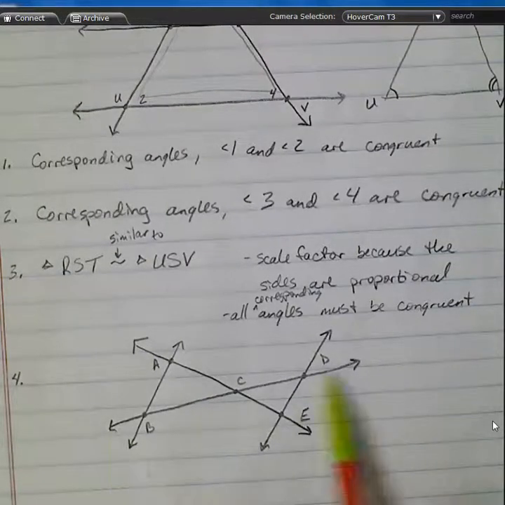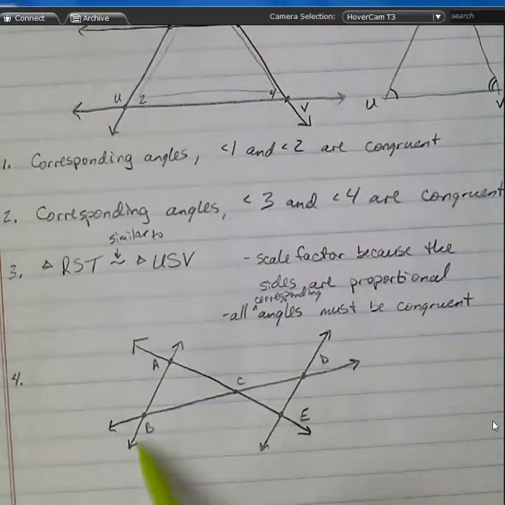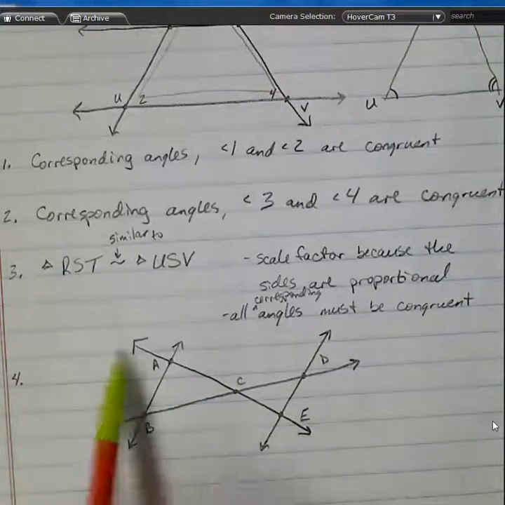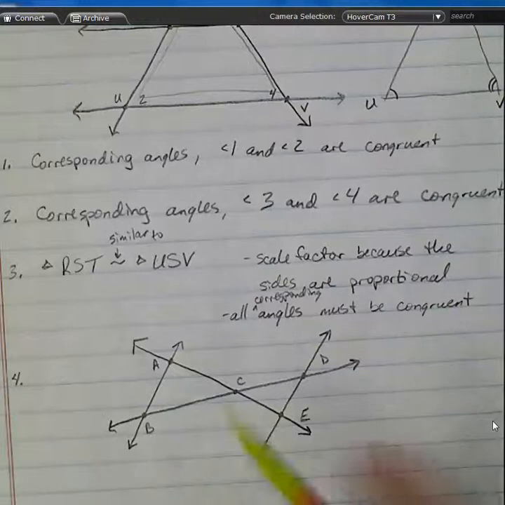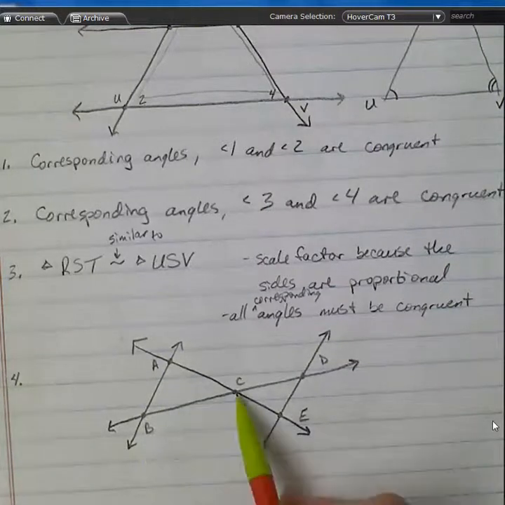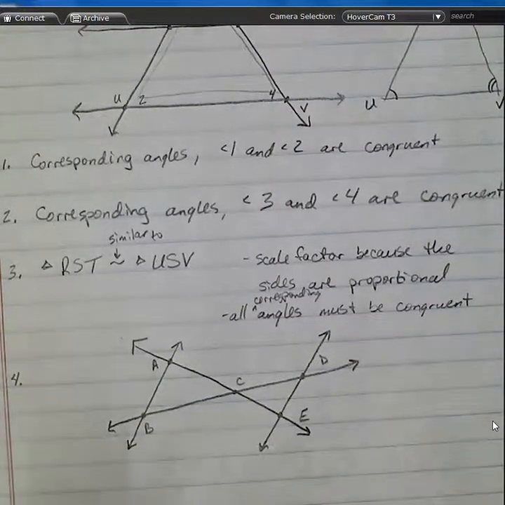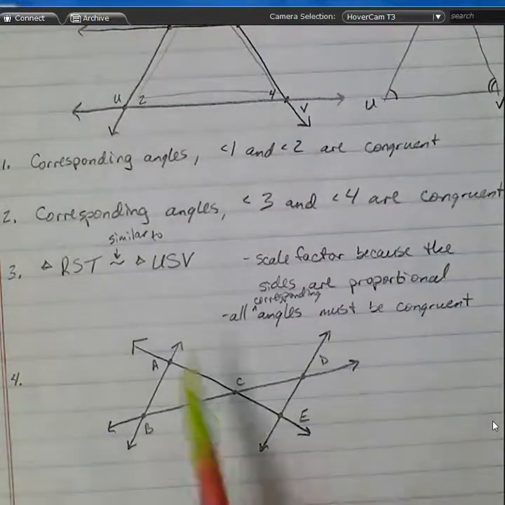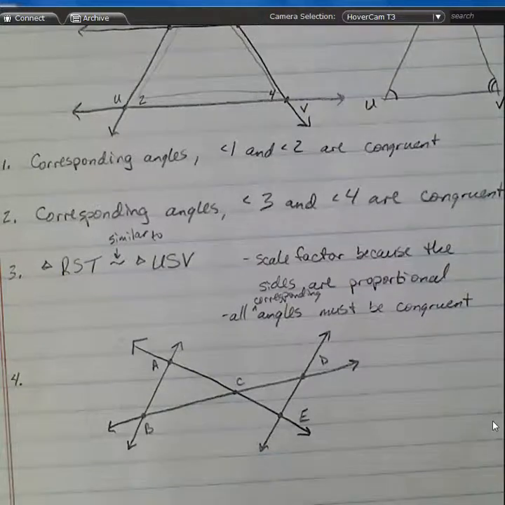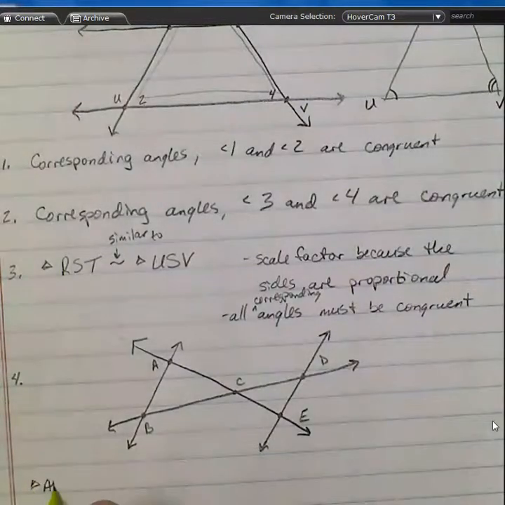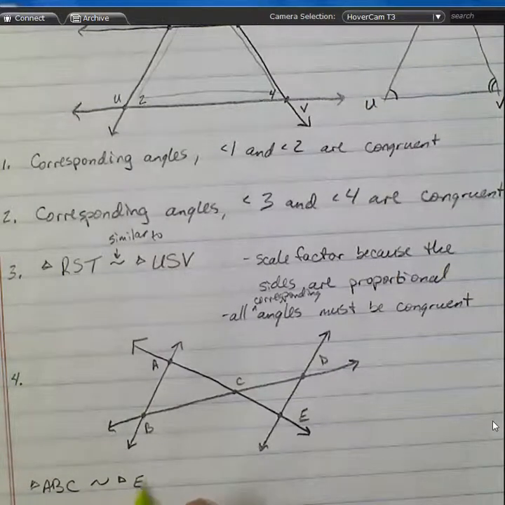So this line right here intersects this set of parallel lines. And AE right here also intersects the set of parallel lines. Remember, the letters count for the intersections. The only way to name these angles is to name all 3 parts. You can't just say angle A because we don't know if we mean that one, that one, that one, or that one. We have to decide if triangle ABC is similar to triangle EDC.